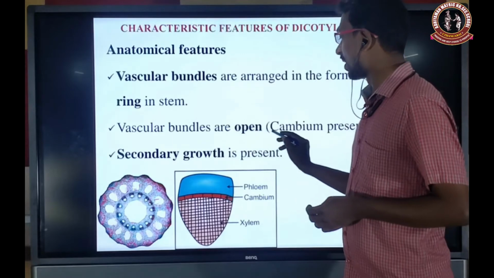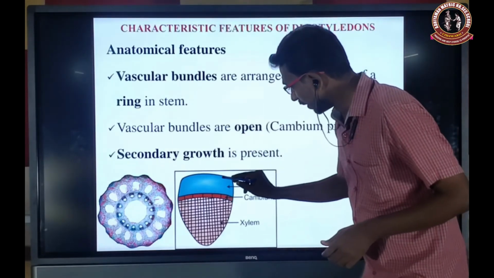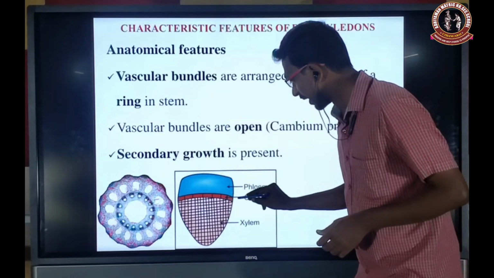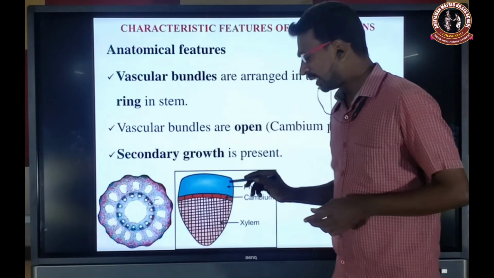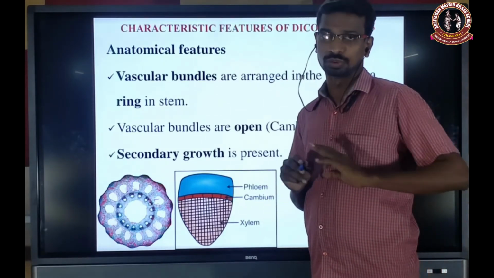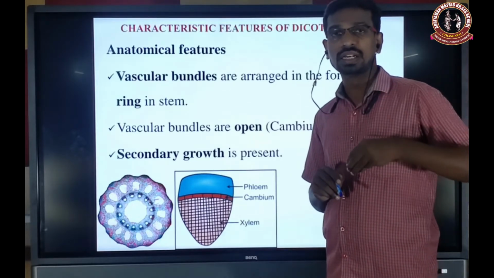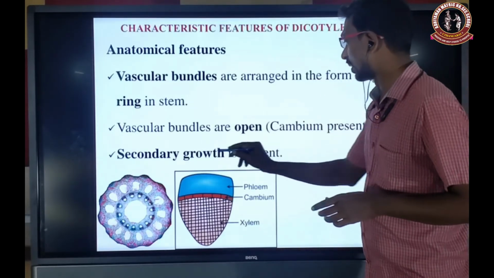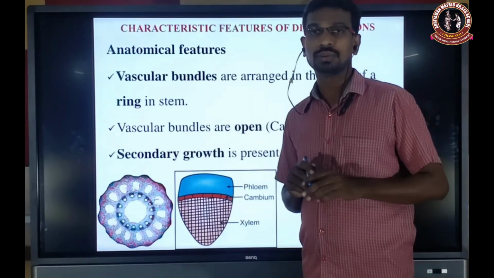The vascular bundle is an open vascular bundle. That means the cambium is present in between the xylem and the phloem. The cambium acts as a secondary meristematic tissue, which produces secondary xylem and secondary phloem. So when the cambium is present, secondary growth is present.